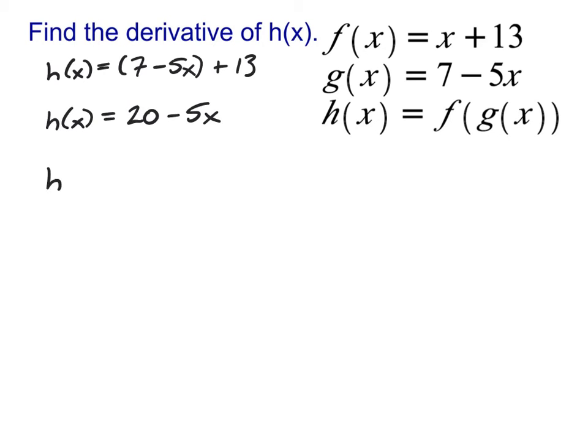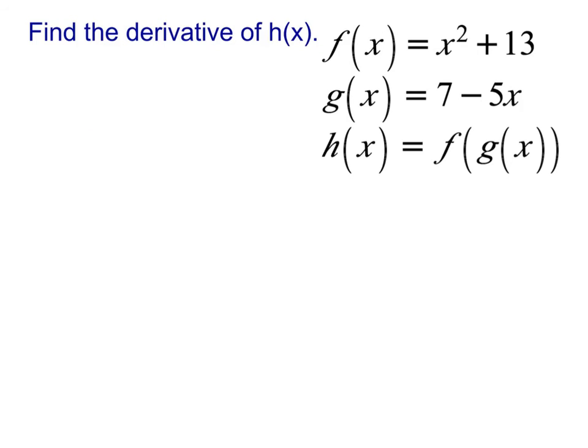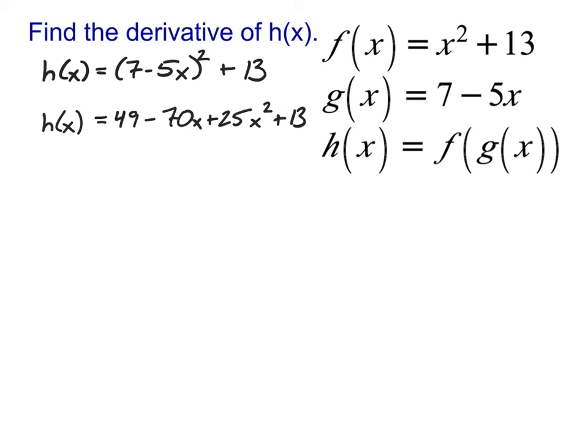Now I can go ahead and find my derivative, right? So h prime of x is going to equal, what's the derivative of 20? 0. Just goes away. What's the derivative of negative 5x? Negative 5. And we're done. All there is to that problem. So the first thing is just plugging in our composition and figuring out what h of x would actually equal.